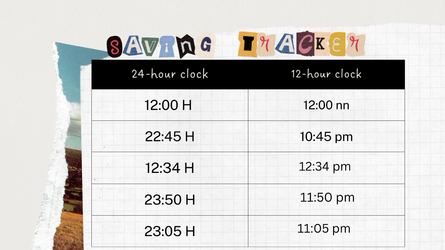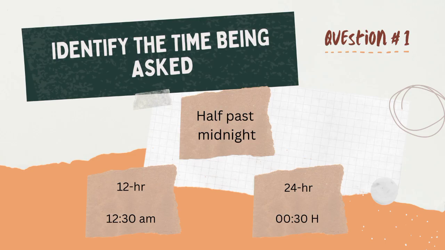So, the last one is 2305 hours. So, gabi na din to. So, magbabawas ulit tayo ng 12 sa hours. So, 23 minus 12 is 11. So, meron tayong 11:05 p.m. So, let's proceed to another activity.